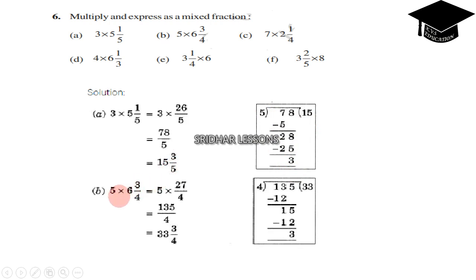Next, problem B. 5 into 6 of 3 by 4. Okay, we can convert this as 6 into 4, 24, plus 3, 27 by 4. So this is 5 into 27 by 4. If you multiply 5 into 27, 135 by 4. This 135 can be divided by 4. We will get the remainder as 3. Therefore, 33 of 3 by 4 is the result.